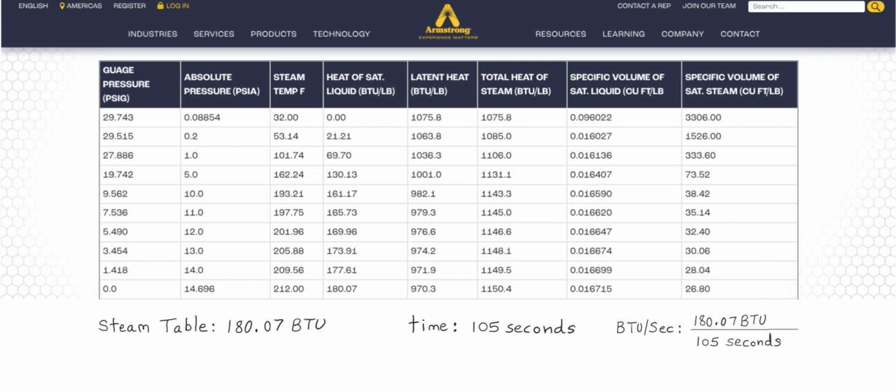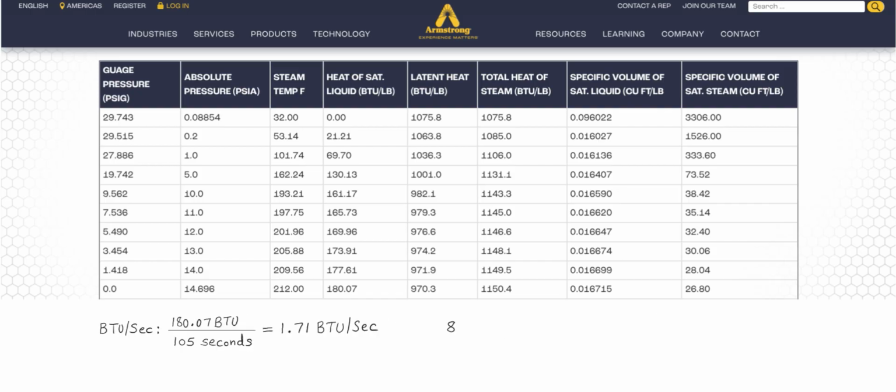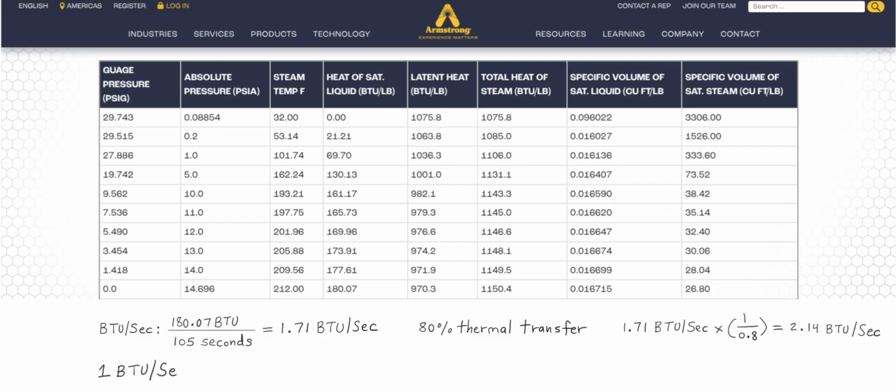So we calculate 1.71 BTUs per second. But then we have to also include the 20% loss in thermal transfer. So 80% thermal transfer. And so we can multiply 1.71 BTUs per second times the reciprocal or the inverse of the efficiency, 1 divided into 0.8. So we calculate a value greater. So 2.14 BTUs per second is the actual heat at the heating element. So the glowing red hot heating element, it's approximately a little over 2 BTUs per second.